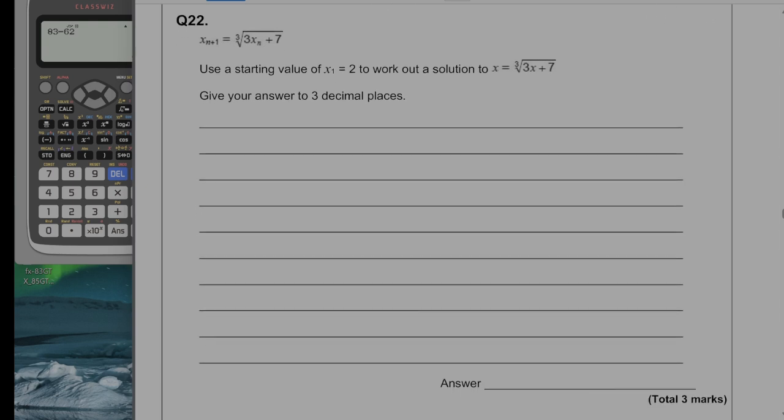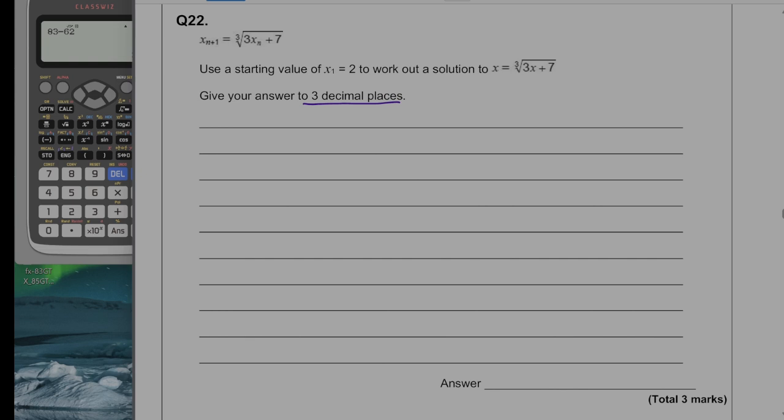Right, question 22. So we've got x n plus 1 is equal to the cube root of 3 x n plus 7. Use the starting value of x1 is equal to 2. Work out the solution, give your answer to 3 decimal places.